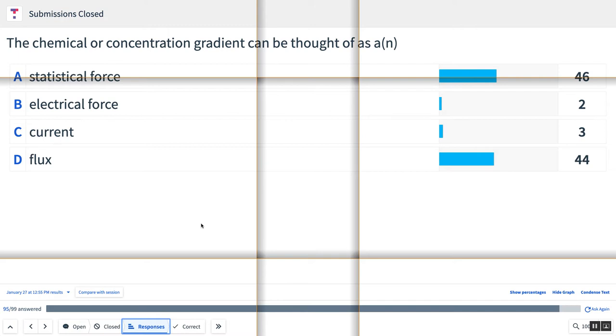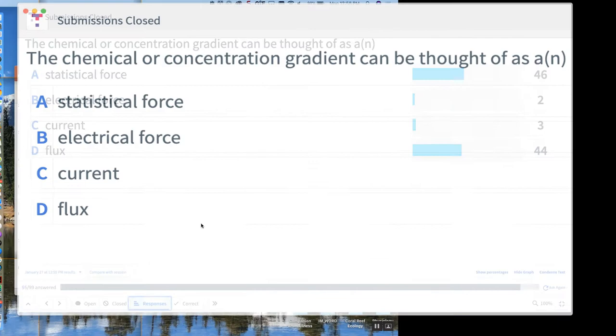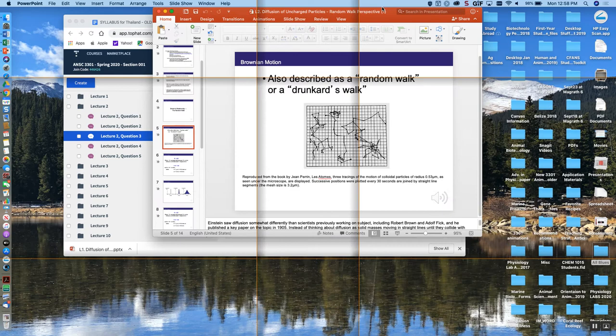This can also be thought of as a statistical force. All right, great job, everyone. So let's go ahead and continue on. We are going to run some numbers today.